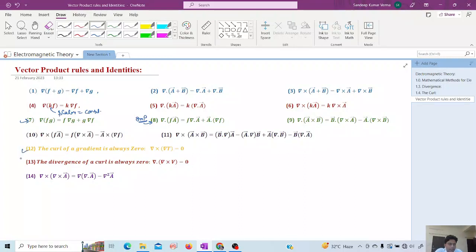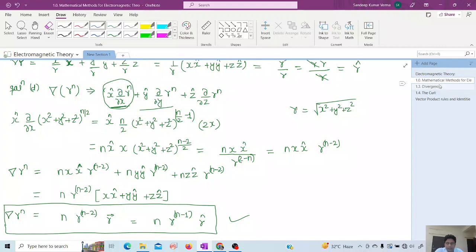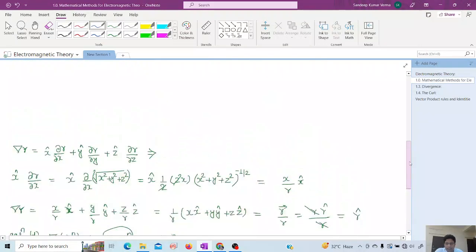Now the second-order derivatives are in 12, 13 and 14. Here this is the identity: the curl of gradient is always 0, which we can write as curl grad equals 0. Similarly, divergence of curl will always be 0, that is div curl equals 0. And in 14, we know that the curl of curl of A equals gradient of divergence of A minus del square A. So this is all about the vector calculus that can be used.